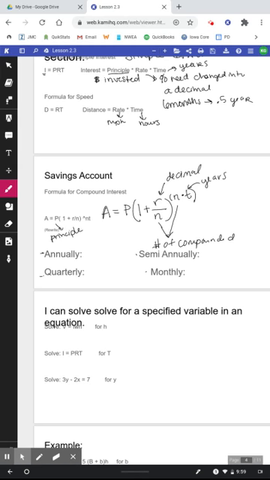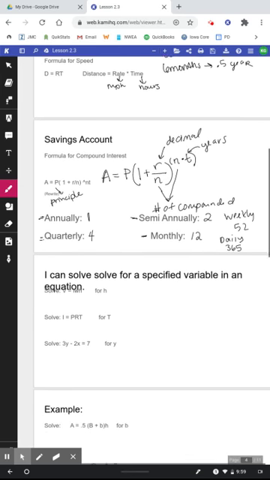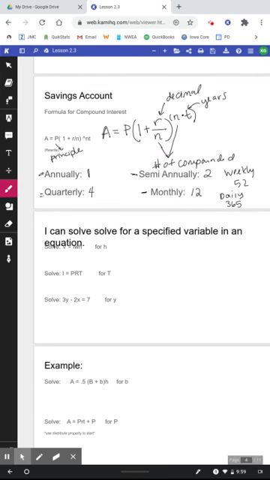So some of these compounded words here are the ones that you'll be seeing. If it says compounded annually, that would be 1. Compounded quarterly is 4 times per year. Semi-annually is twice. Monthly is 12. We might also see weekly, which is 52, or daily, which is 365. Okay, so those are the formulas that we're going to need when we get down to our word problems.